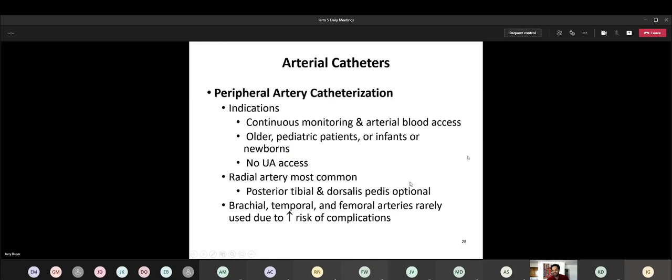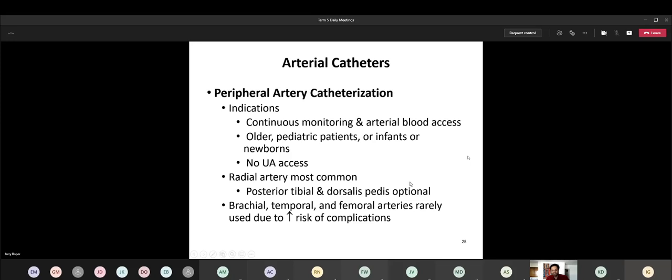Now, peripheral artery catheterization. Sometimes they call them PALs for short, which just stands for peripheral artery line. A PAL and a peripheral artery catheter are the same thing. And they don't look like your standard arterial catheters that you would use with an adult, but they serve the same purpose. Theirs look almost like IVs, but they're in the artery instead of the vein.